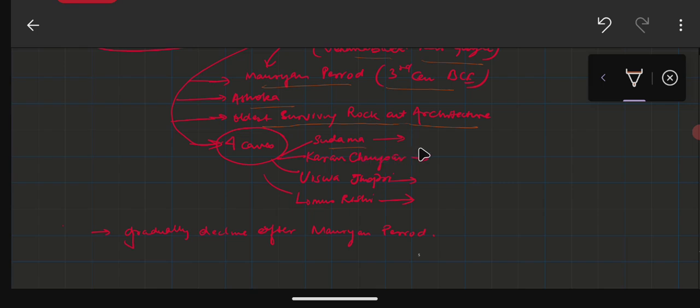Sudama cave, which was built by Asoka. Karan Chopar, which was built by Asoka. Vishwa Jhopri, which was built by Dasharatha. Dasharatha is a grandson of Asoka. Lomas Rishi cave, it is built by Asoka. So these 3, Sudama, Karan Chopar and Lomas Rishi are built by Asoka, and Vishwa Jhopri is built by Dasharatha, who was the grandson of Asoka. But gradually, this Ajivika sect declined after the Mauryan period.